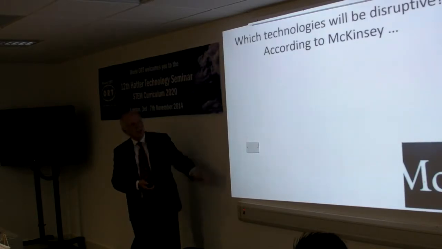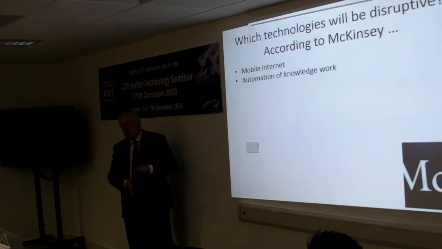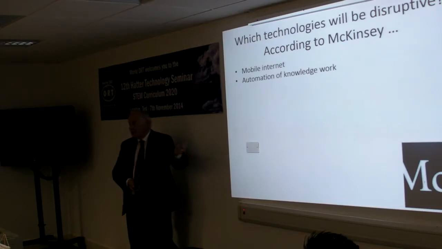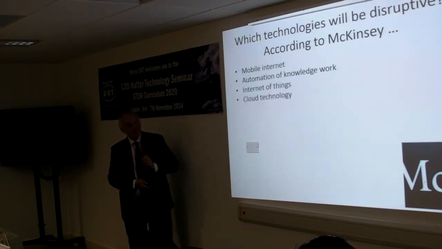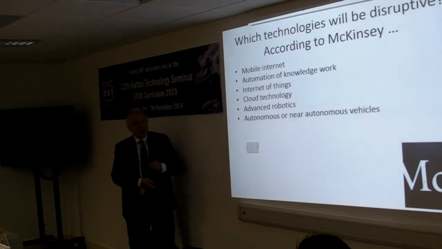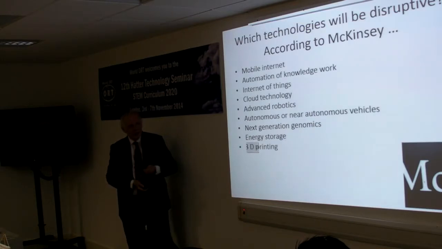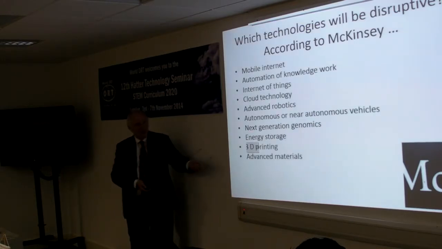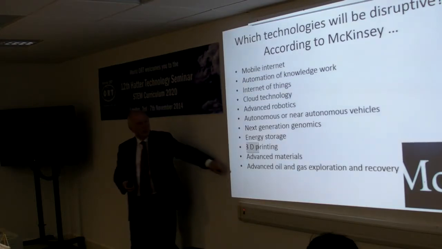Now, which technologies will be disruptive? These are the lists that McKinsey came up with: the mobile internet, the automation of knowledge work. We saw quite a lot of automation of knowledge work in that last clip. The Internet of Things, cloud technology, advanced robotics, self-driving cars, autonomous and near-autonomous vehicles, next generation genomics, energy storage, 3D printing, advanced materials, advanced oil and gas exploration and recovery, something to do with energy.